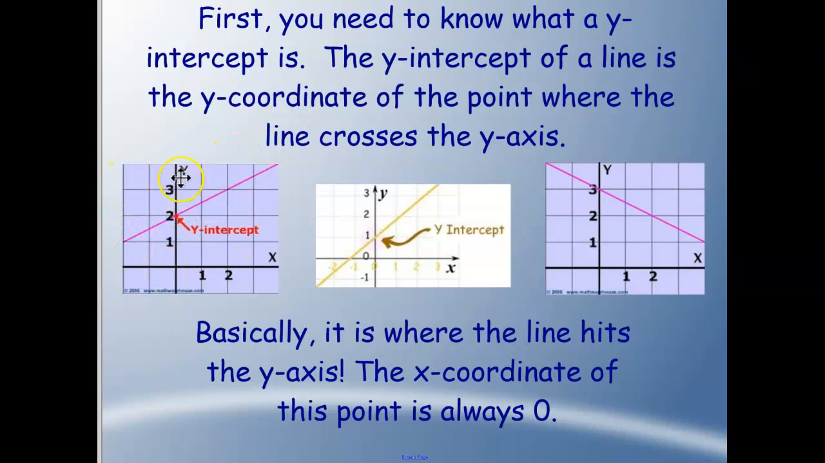So in this picture right here, we can see it crossing at the 2. This picture, we can see it crossing at the 1. And where's it crossing at this picture? Right there at the 3. So that's it. It's where the line hits the y-axis. And it's when the x is 0. That's the y-intercept.